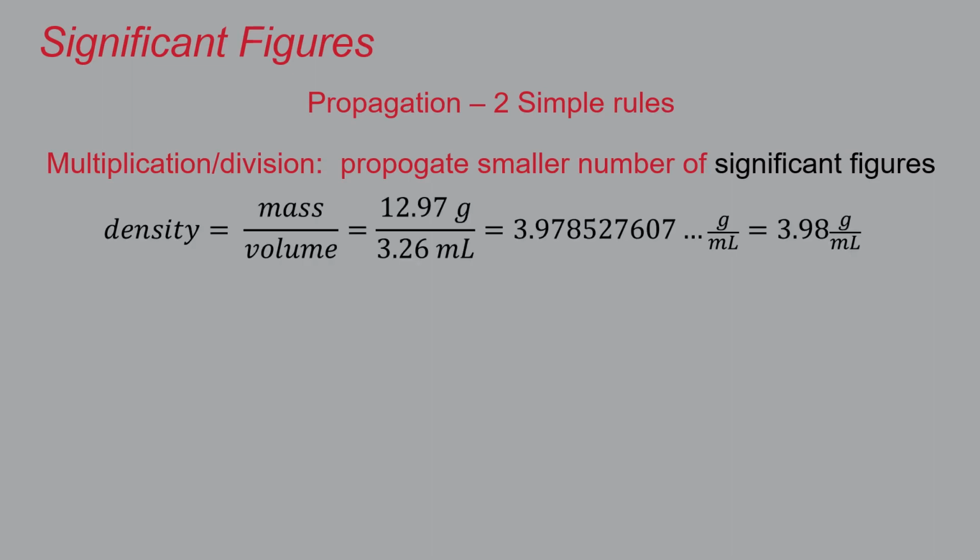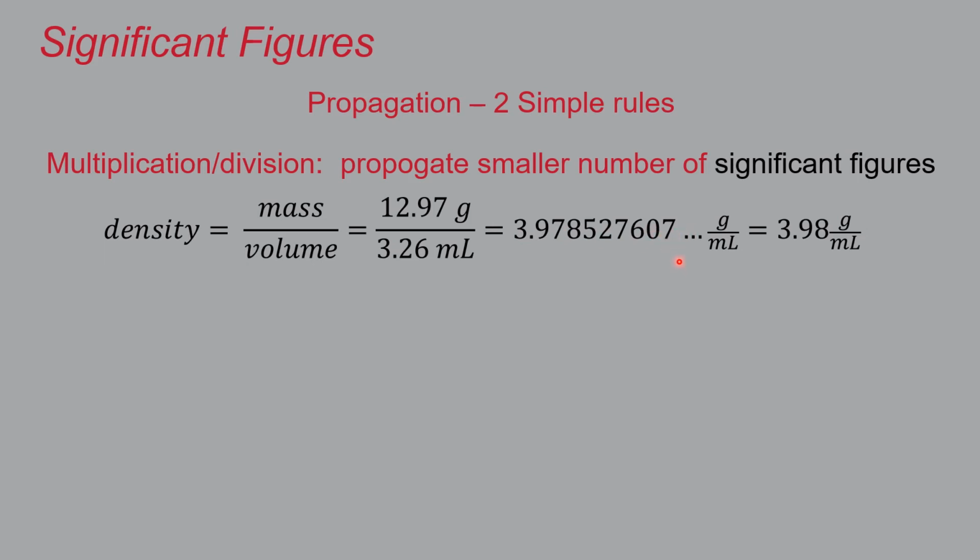So, for example, the balances that we have in the lab can measure something to 1/100th of a gram. And we've got devices that can measure volumes easily to 1/100th of a milliliter. So if I weighed an object and it told me that it had a mass of 12.97 grams and a volume of 3.26 milliliters, if you were to do this division in your calculator, you would get this number right here. And depending on your display settings, you might get more digits than this.